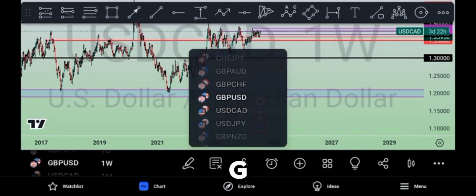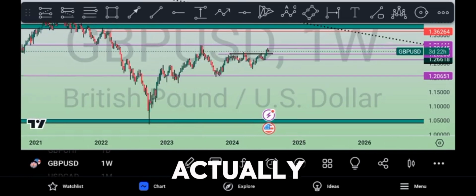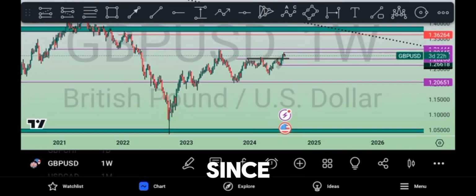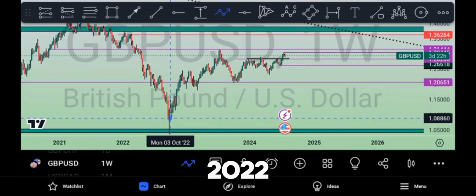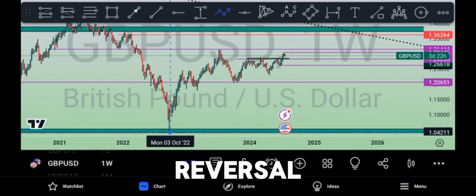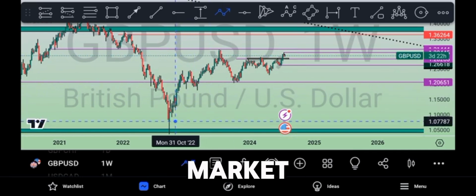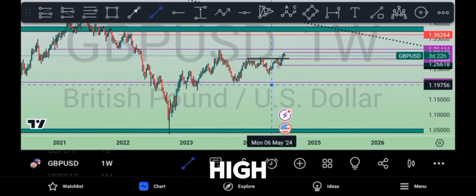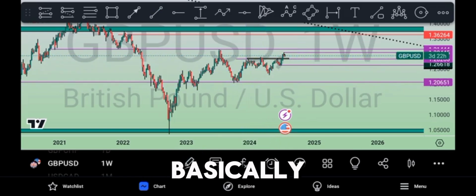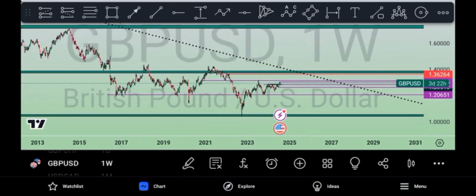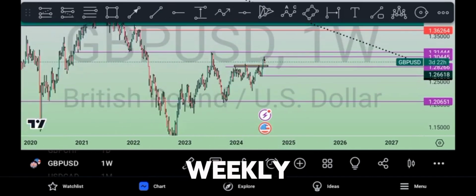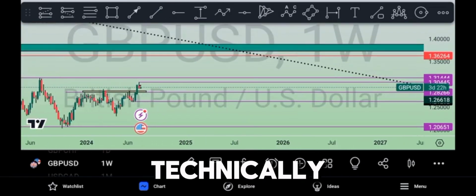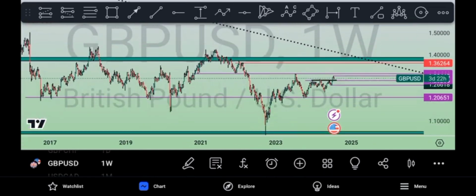Now moving on to GBP USD. GBP USD has actually been pulling back for the longest time. Since 2022, when this reversal from this level happened, the market has obviously been on an uptrend, creating higher highs and higher lows. Now, basically, looking at this weekly chart right here, we are technically short time bullish on GBP USD.